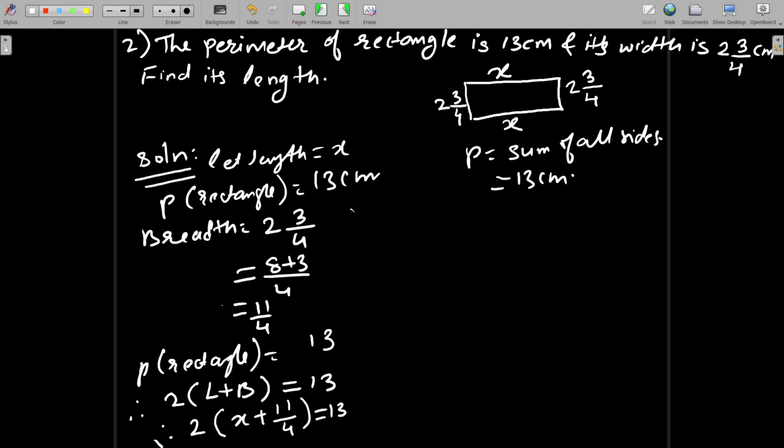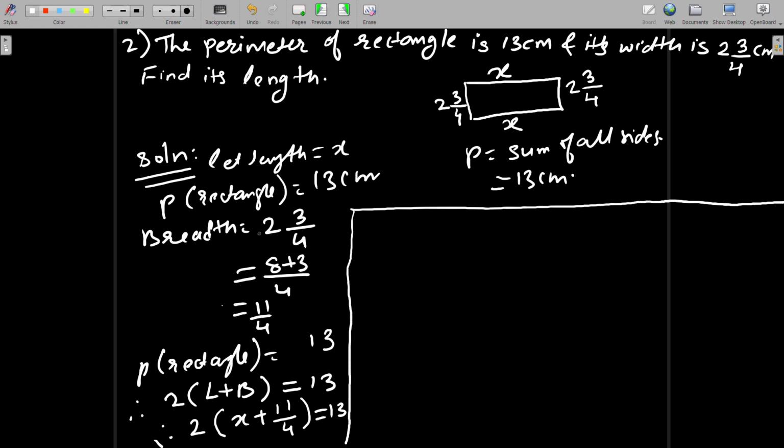So now let us solve it. Now you open the brackets, what will it become? 2x plus 22 by 4 is equal to 13, right? This is how the equation will be. Are you having any doubt in this?